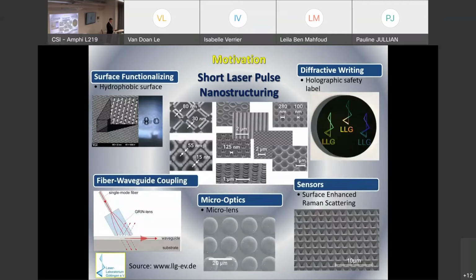So these are examples of nanostructuring processes basically aimed at functionalization of material surfaces. That could be generation of an array of structures resulting in the change of hydrophobicity of the material. Such an array can also change optical properties of the material, and for example, the surface of a metal can become waveguiding. Nanostructuring is also used in micro-optics, in surface-enhanced Raman spectroscopy, in holographic labeling, and lots of other applications.